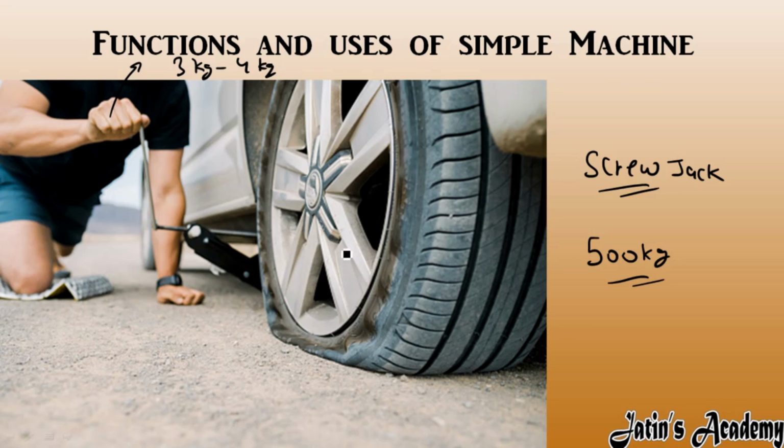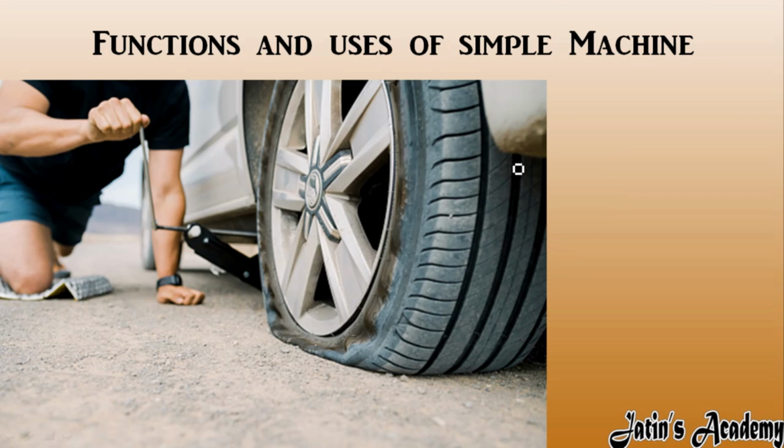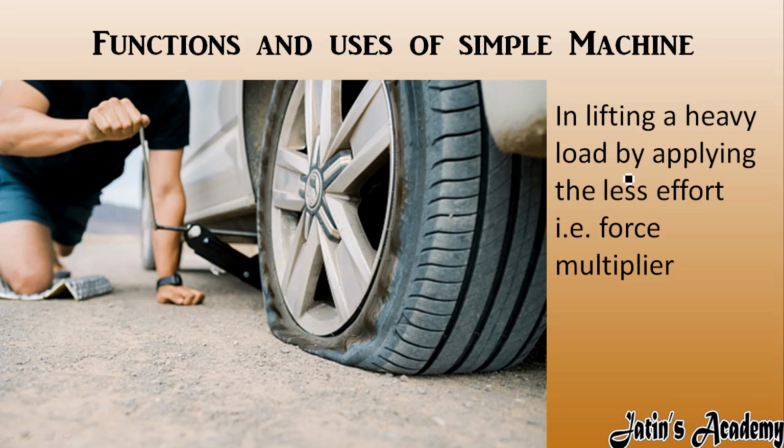Here what this machine is doing is converting your less force into more force. Okay, converting your less force into more force. So this conversion of less force into more force is called force multiplier. So here in lifting a heavy load by applying a less effort, what effort is I will explain later, but here we are lifting a car by applying very less force, so that function is called force multiplier. Next we have a bicycle.